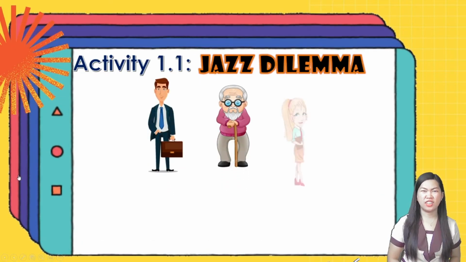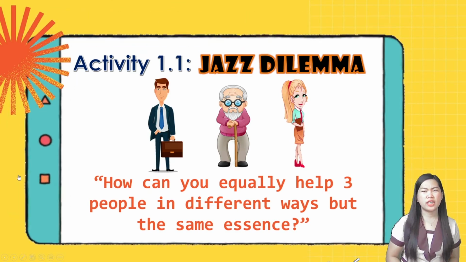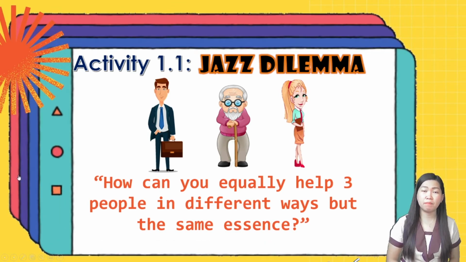Are you going to choose the old sick man, your boss, or your dream partner? But the question is, how can you equally help these three people in different ways with the same essence? Or in other words, how can you help these people and still you will show the same treatment for each other? I am sure you have a lot of answers and ideas on your mind. But the best answer is get out of the car, let your boss drive the old man to a hospital and drive himself home. And you, of course, you will stay with your dream partner waiting for a bus. How was it?